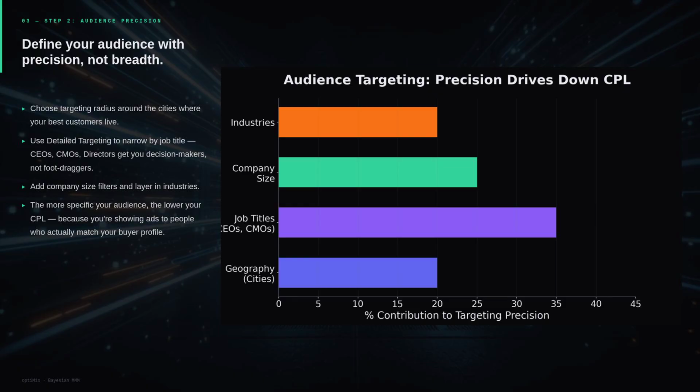Conversions objective optimizes for website actions and will send you high-volume, low-quality traffic that bounces because it was never the right audience to begin with. Lead generation objective is purpose-built for exactly this job.